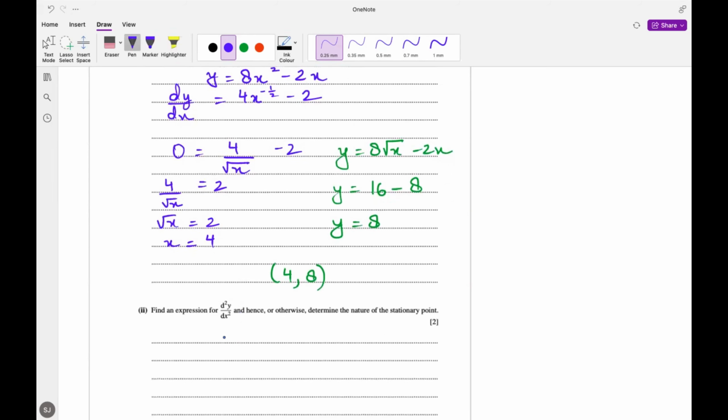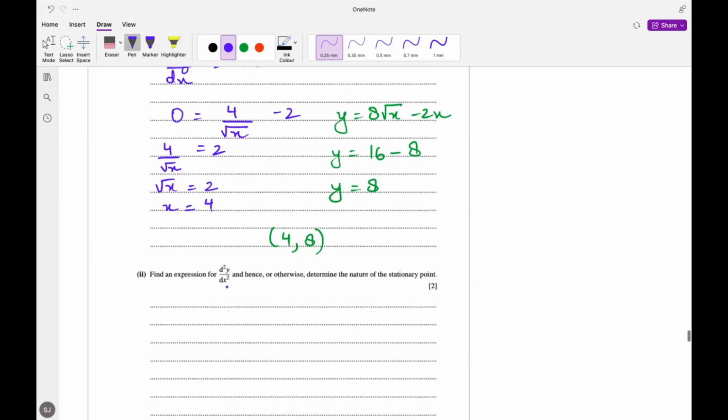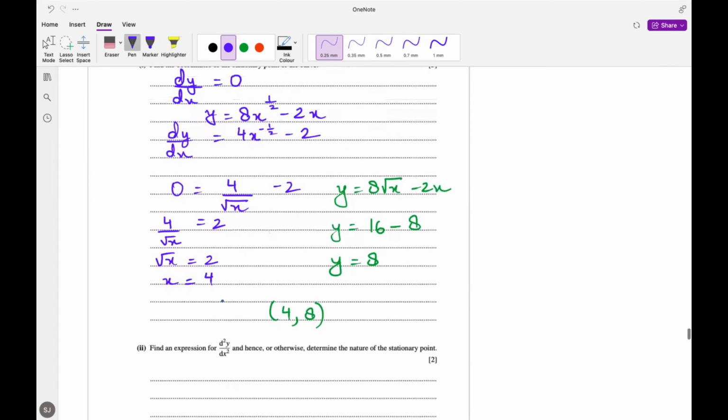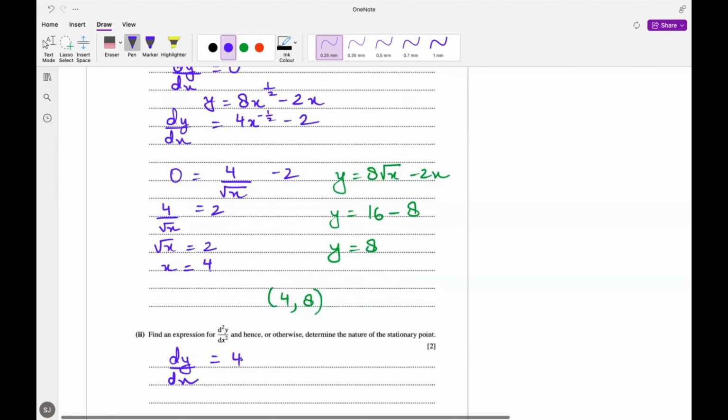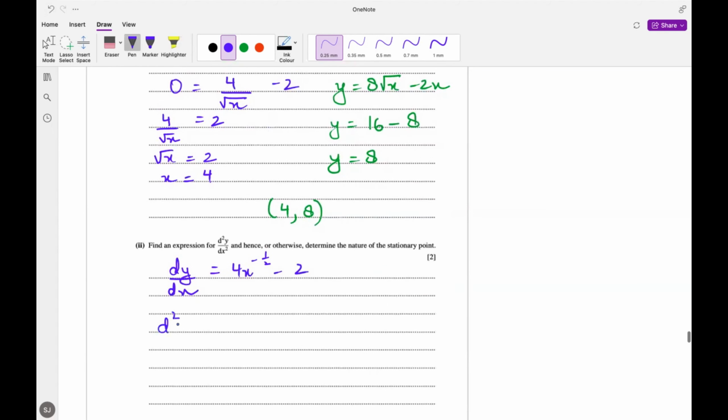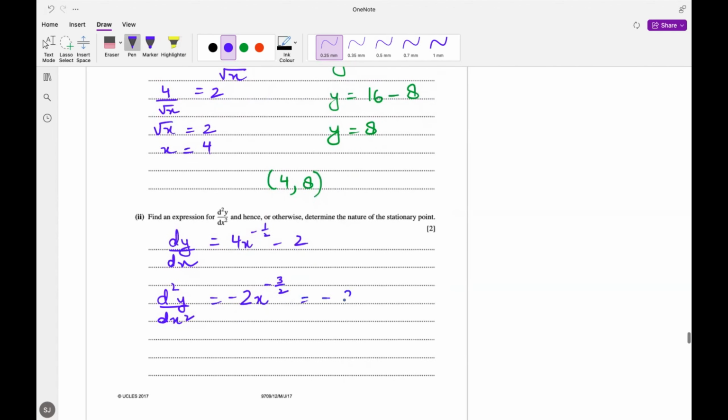In part 2, it is asking us to find an expression for d squared y upon dx squared, which also means that we differentiate the dy/dx function again. Now we know that the dy/dx function was 4x to the power minus 1 upon 2 minus 2. Differentiating this again, we'll get d squared y upon dx squared. So minus half times 4 will be minus 2, x to the power minus half minus 1, which will become minus 3 upon 2. Differentiating minus 2 will make it a 0.